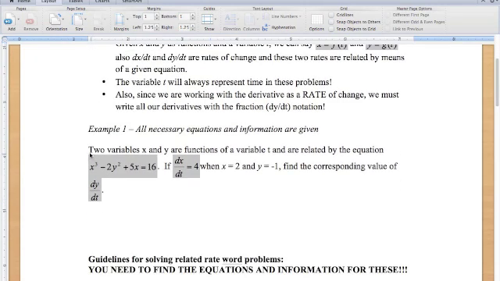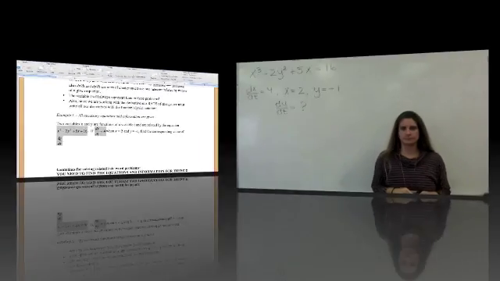So here, let's read it together. You have two variables, x and y. They're going to be functions of a variable t. And then here's the equation that relates x and y. I'm giving you dx dt, I'm giving you x, and I'm giving you y. I want you to solve for dy dt. So let's go ahead and cut to me doing the example. You can copy it down in your notes.